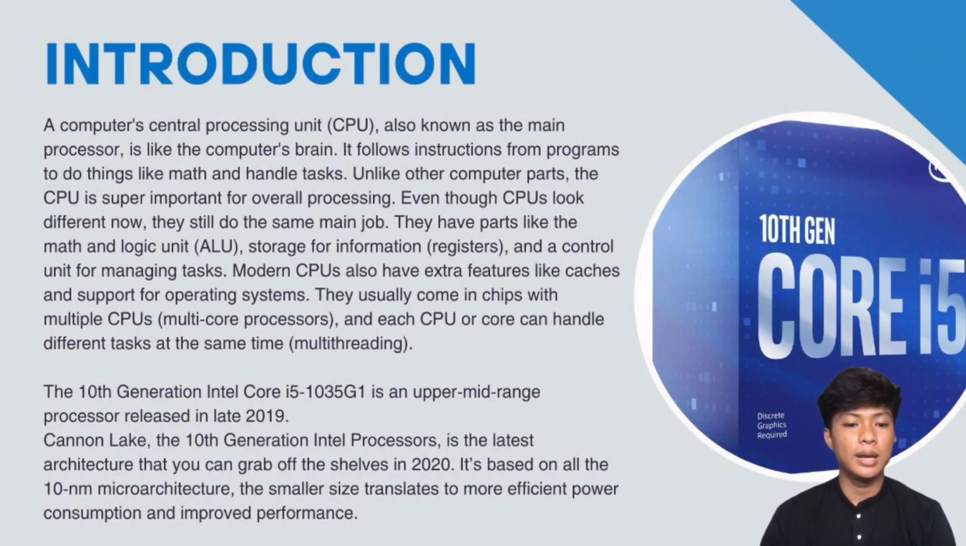They have parts like the math and logic unit, ALU, storage for information, register, and the control unit for managing tasks. Modern CPUs also have extra features like caches and support for operating systems. They usually come in chips with multiple CPUs as multi-core processors. Each CPU or core can handle different tasks at the same time. It's called multi-threading. So our group chose the 10th generation Intel Core i5 1035G1.